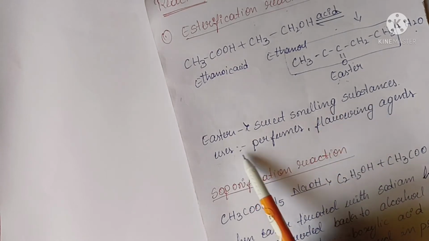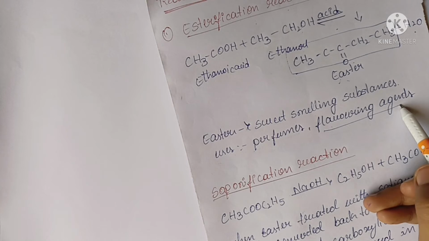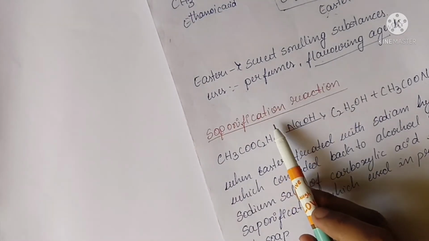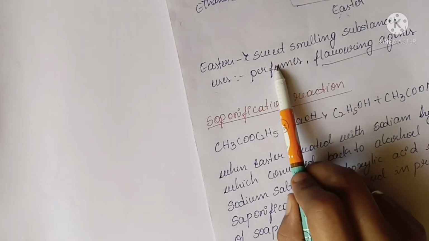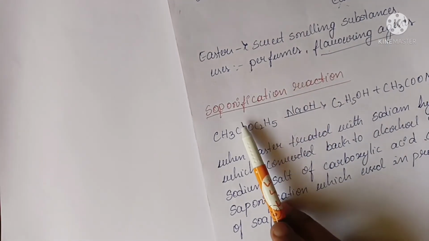The next one, where we are using this ester. The ester is a sweet smelling substance. As I told you already, this is one of the sweet smelling substances, and it is used in perfumes and flavoring agents. And the next one is the saponification reaction. In this, ester is also used in soap formation. Let's have a look at the saponification.